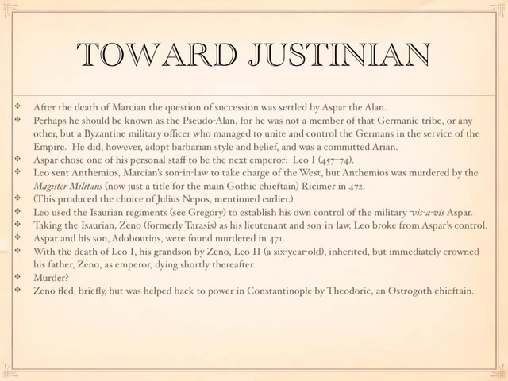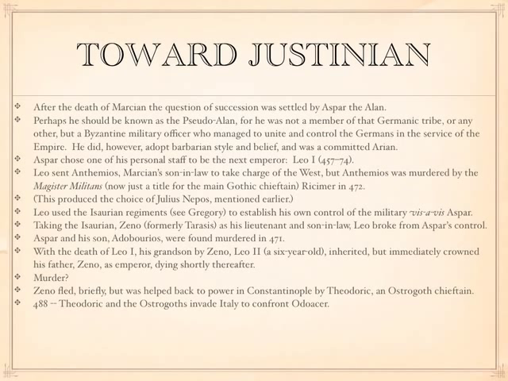Under this charge, Zeno fled briefly but was helped back to power by Theodoric, and we will encounter him again when we talk more fully about the Germans, an Ostrogoth chieftain who, among all the Goths we've studied, was far more Roman in his sentiments and his mentality than the title Ostrogothic chieftain would suggest. He thought of himself as the preserver of Rome. And bringing Zeno back to power was one way that Theodoric propped up the power of Constantinople, and he would move west and have an effect there as well.